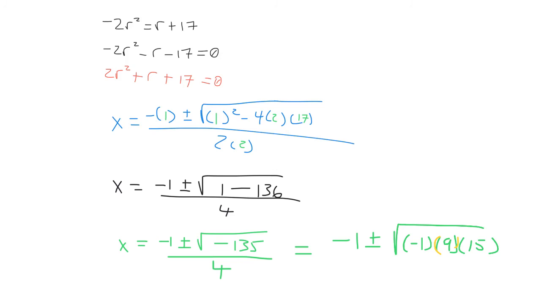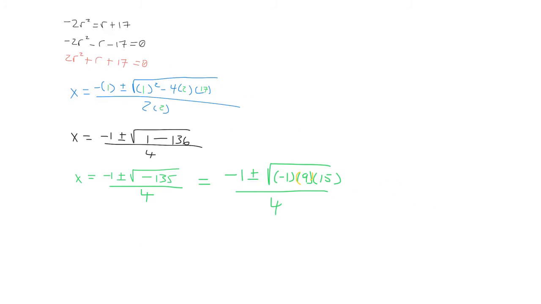So we have to take that into account. And then we're going to have a 4 down below. And then analyzing what happens here, we still have that negative 1. It's going to be plus minus. So due to the 9, we're going to have a 3 on the outside. Due to this negative 1, we're going to have an i on the outside. And then we have radical 15. That radical 15 is just stuck there underneath. And then that's still all over 4.